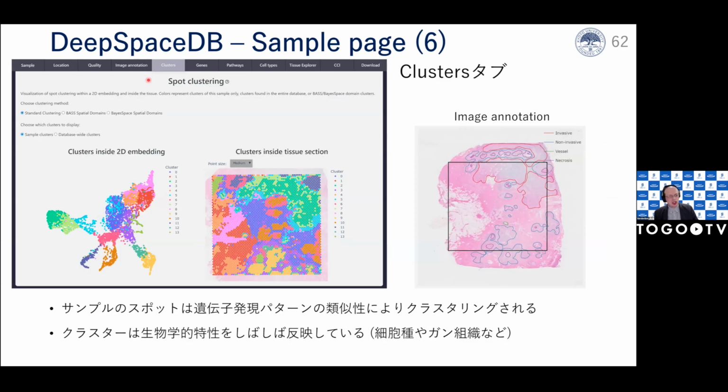Then we have the clustering result. We cluster the spots of each sample and then show the result in the tissue, but also in the 2D embedding. And here too, I can see that these clusters fit somewhat with the annotations by Dr. Horimoto.